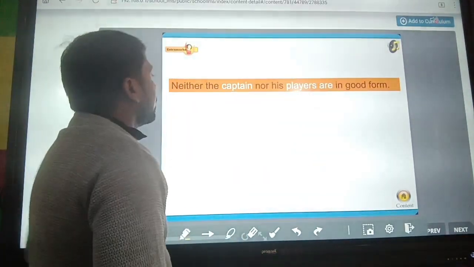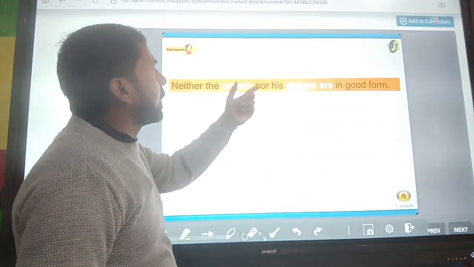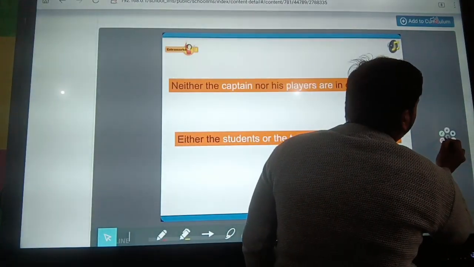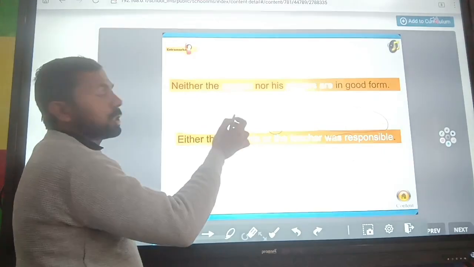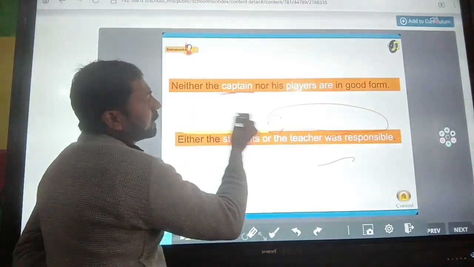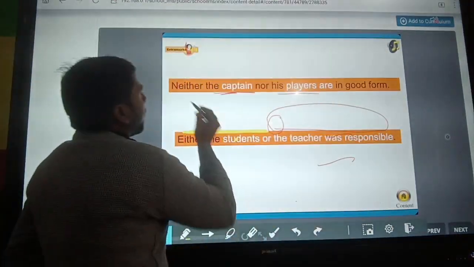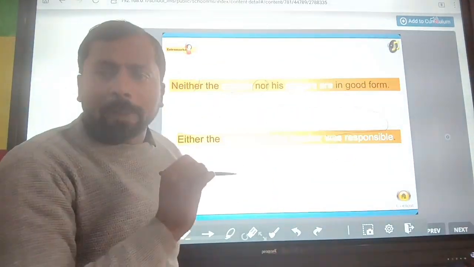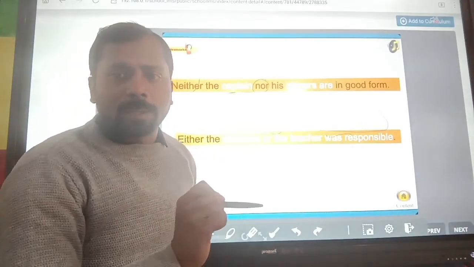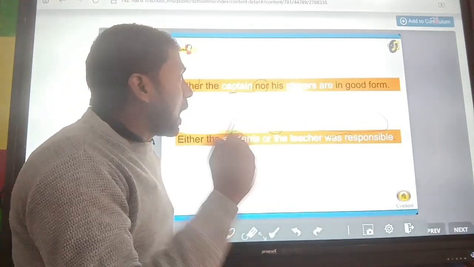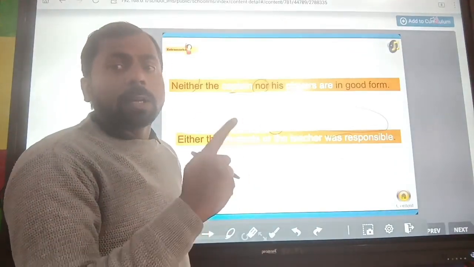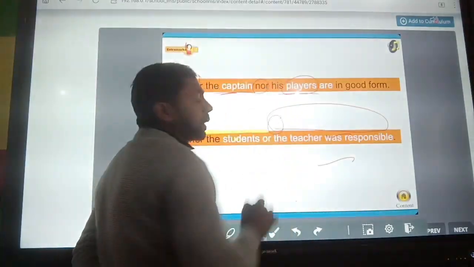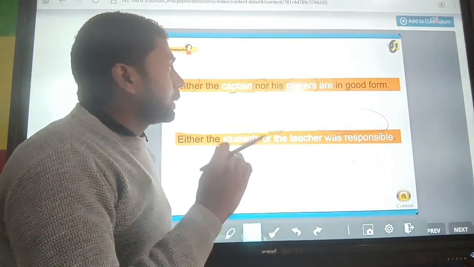For example, in this sentence you can see: neither the captain nor his players. The first subject is captain and the second subject is players. Here they use "neither" and here they use "nor". If we find such a conjunction word in a sentence, then we have to watch the last noun word, the later noun word in the sentence. So the later noun word here is players. Okay, players is a plural number subject.